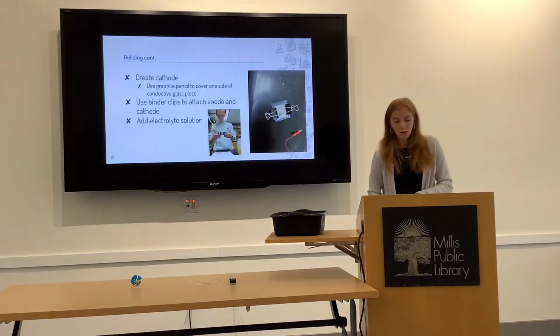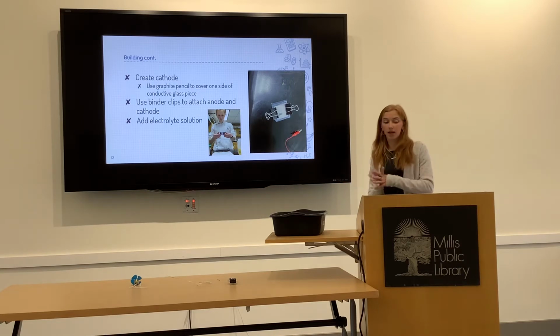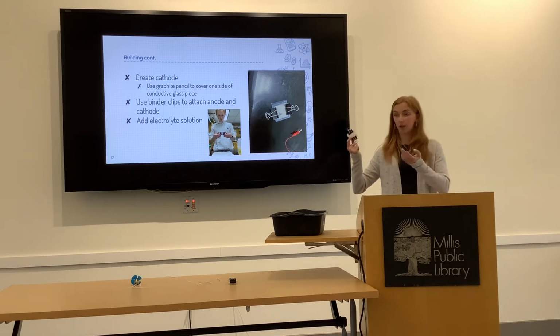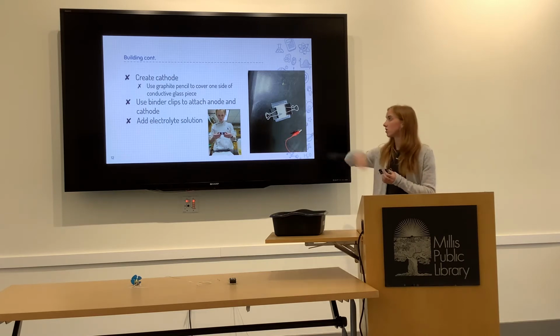Then to create the cathode, I took the other half of the glass pieces that I had and took a pencil and colored over that conductive side. I then used binder clips to attach the end of the cathode, kind of like a sandwich, leaving the top and bottom sides a little bit uneven. It's kind of hard to see here, but these two are off center, and then these sides are even with the binder clip. Once that was done, I had all of my solar cells ready.